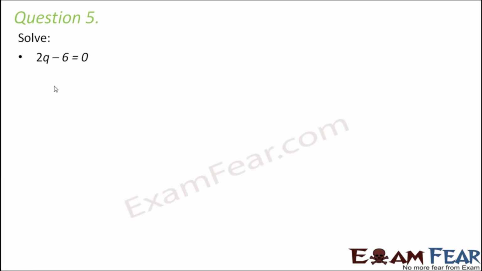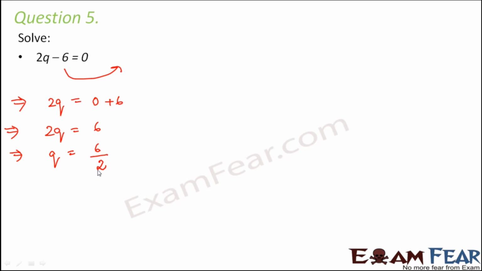Question number 5. 2q minus 6 is equal to 0. Similarly, here also first we will move this 6 to the right hand side. So this becomes 2q is equal to 0 plus 6. So we can write this as 2q is equal to 6, or we can say q is equal to 6 divided by 2. So 2 3s is 6. Therefore q is equal to 3 is the solution for this equation.